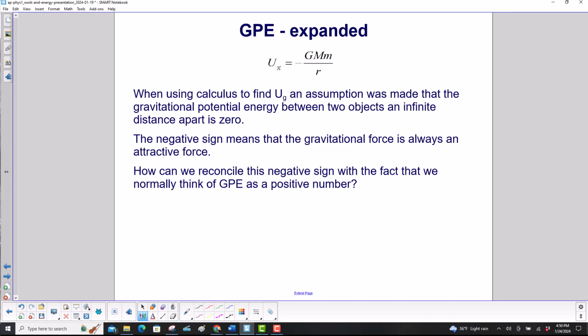When using calculus to find the potential energy, and hopefully you'll stay around for AP Physics C where we'll do that, an assumption was made that the gravitational potential energy between two objects an infinite distance apart is zero. The negative sign means that the gravitational force is always an attractive force. Now, how can we reconcile this negative sign with the fact that we normally think of GPE as a positive number?